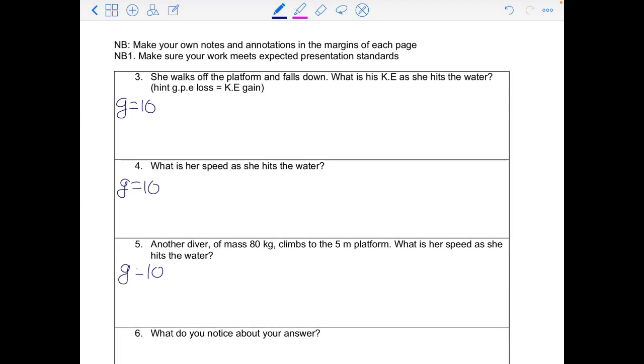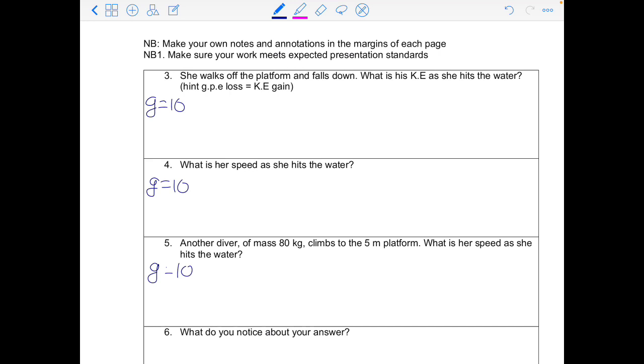Okay? So, have a look at this question, going back to the video to find the rest of the information that you need, pausing the video, giving it a go. We'll come back to it. So, hopefully she walks to the edge of the platform and falls down. This tells us there's no extra energy.